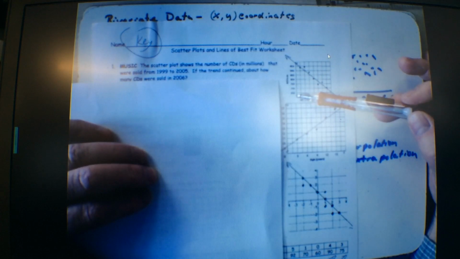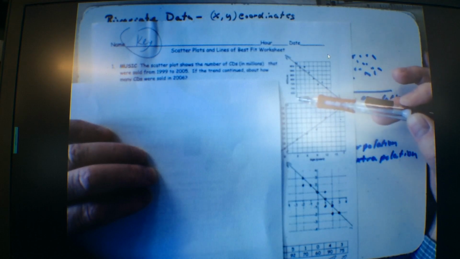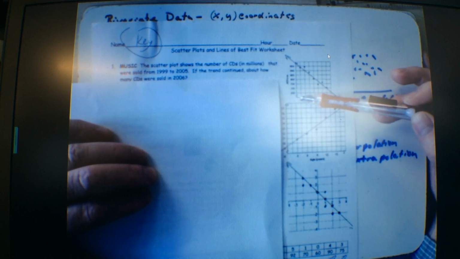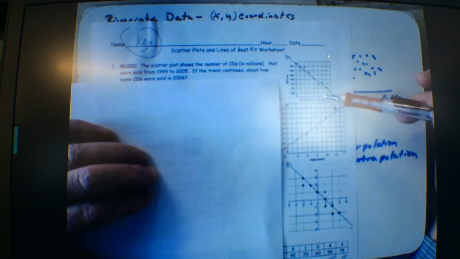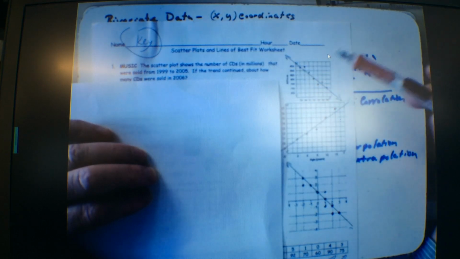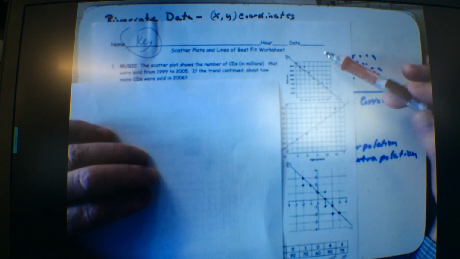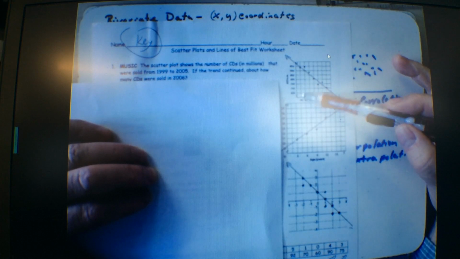I also want you to look at this. What is this little break here? What is that telling me? That's telling me that they jumped on the y-axis from 0 to 650. There's a break in the y's. If the break was here, it would be a break on the x's too. Now you'll notice that the x's are in years, aren't they? And the y's are in millions. So this scatter plot shows the number of CDs in millions that were sold from 1999 to 2005. Now this is an old question because we don't use CDs anymore, do we? They're pretty obsolete.